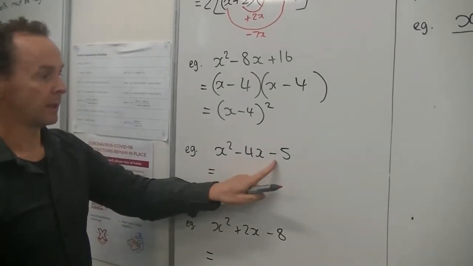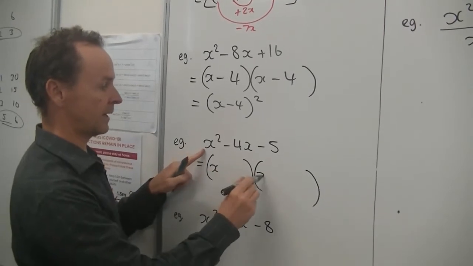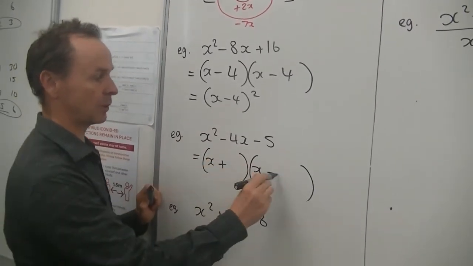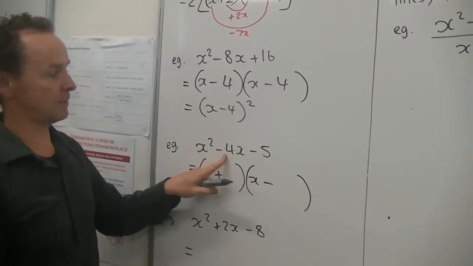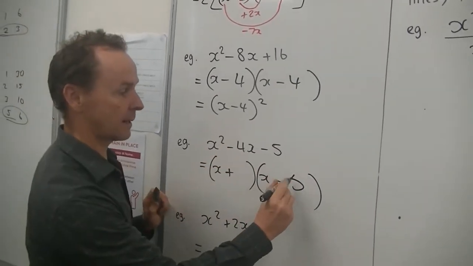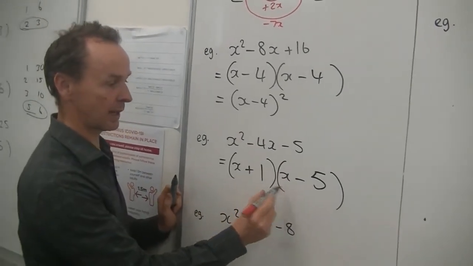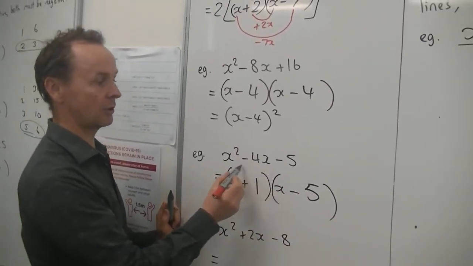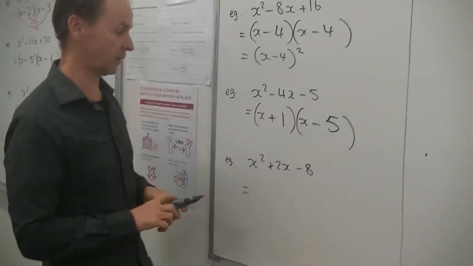Let's do another one. It's a negative, just be careful. So 2 brackets, put x and x. It's a minus, so one's a plus, one's a minus. Factors of 5 are only 1 and 5, but we want the middle term to be minus 4x. So I'm going to make that a minus 5 and a plus 1, because again, this will give me plus 1x and minus 5x, which gives me the minus 4x. If you're not sure, you can expand it out and check your answer.